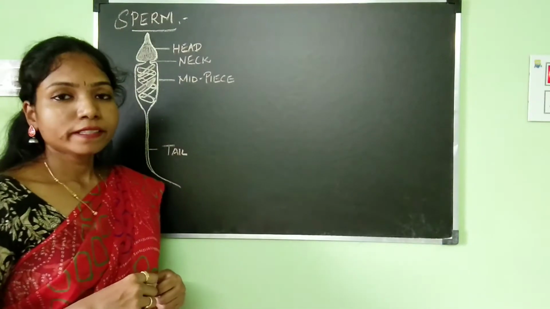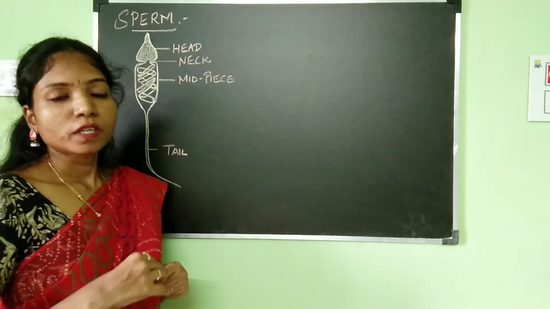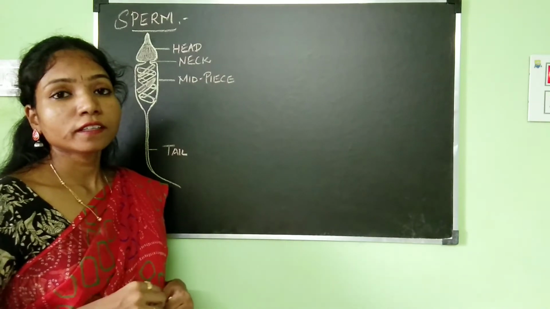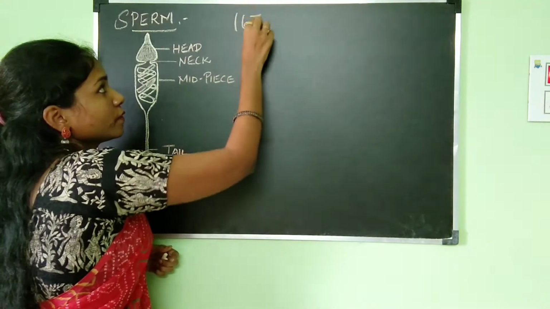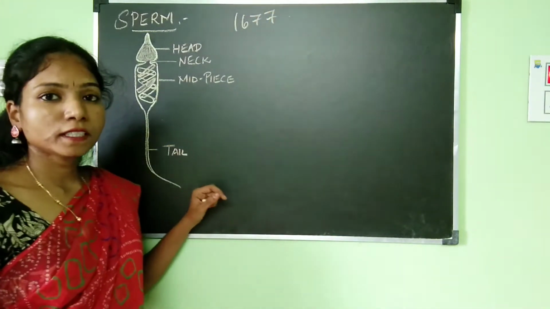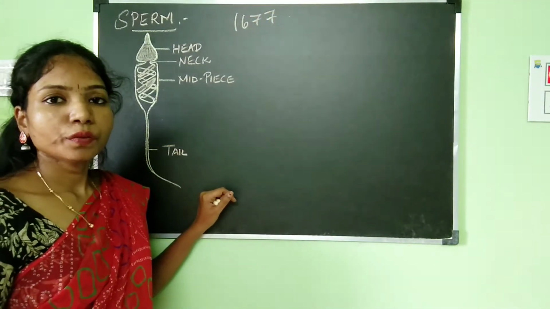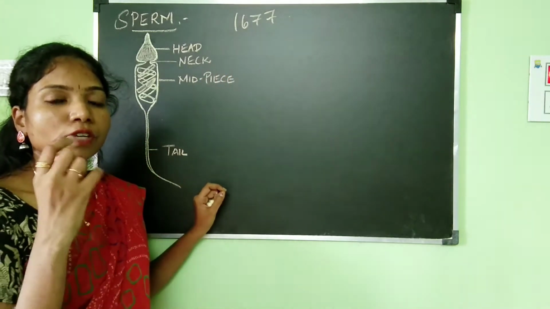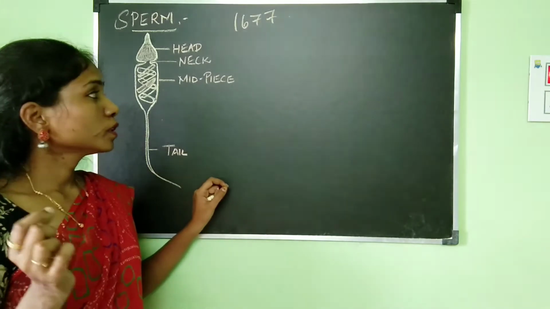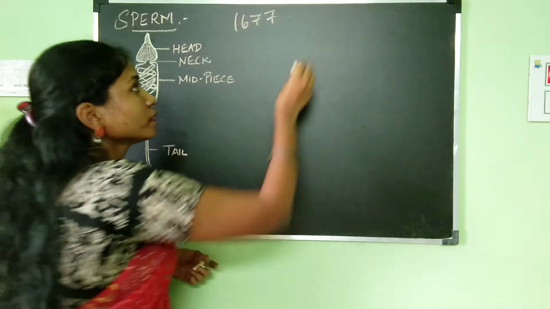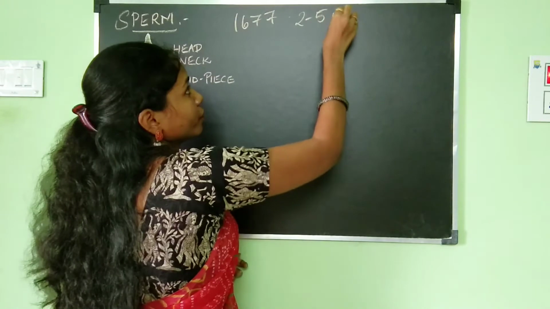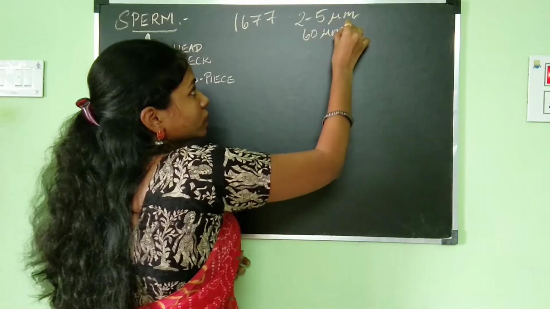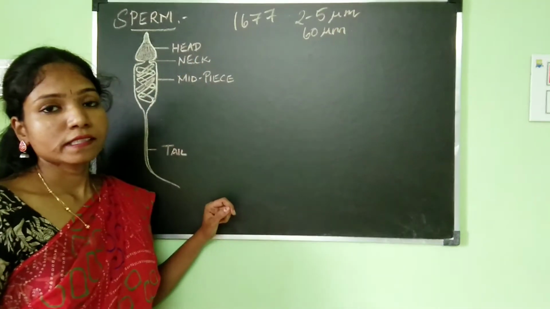So now let's take a look at the structure of the sperm. The sperm was discovered by Antony van Leeuwenhoek in the year 1677. And then when we talk about the structure of the sperm and the size, the size of the sperm is 2 to 5 micron in diameter, and it's about 60 micron in its length.